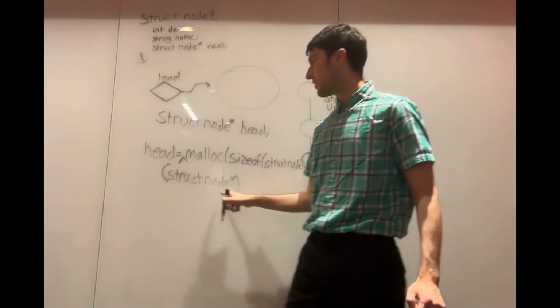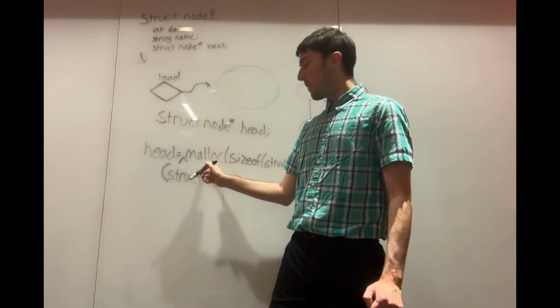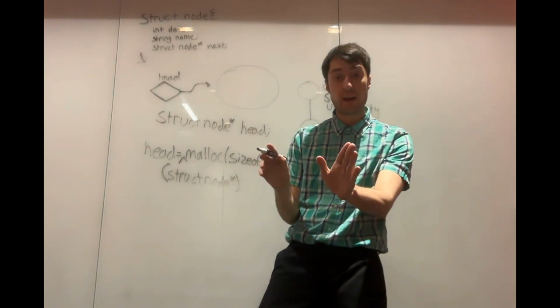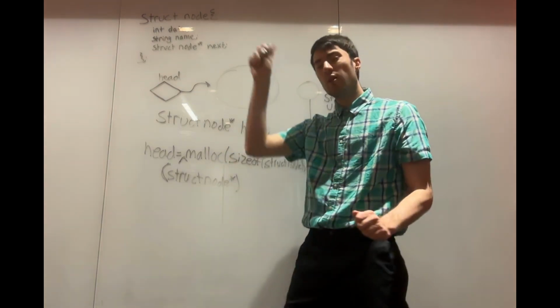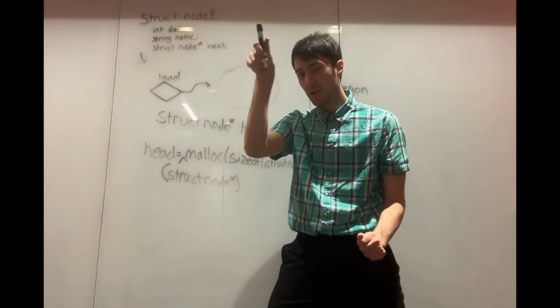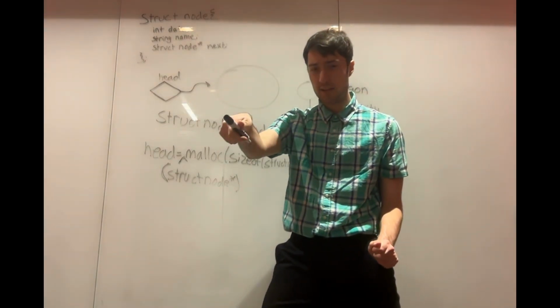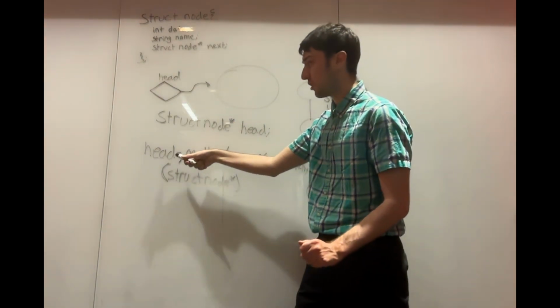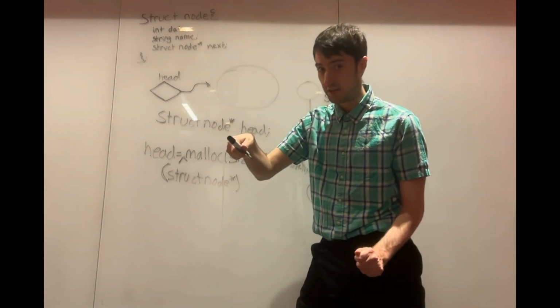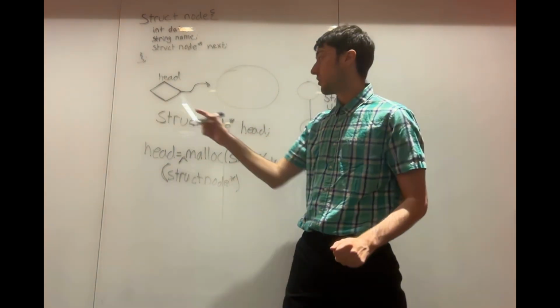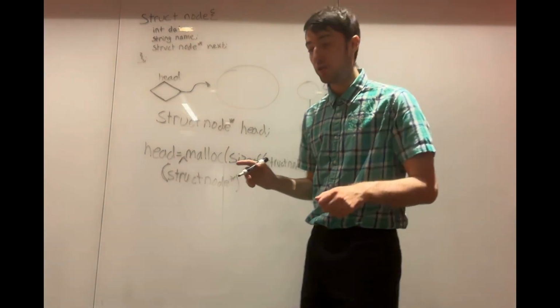So you cast it, and then what malloc does is it allocates the memory. Cool, we did that. Then it returns the address at which it allocated the memory. So it is going to return a memory address. That's exactly what a pointer variable stores, a memory address.